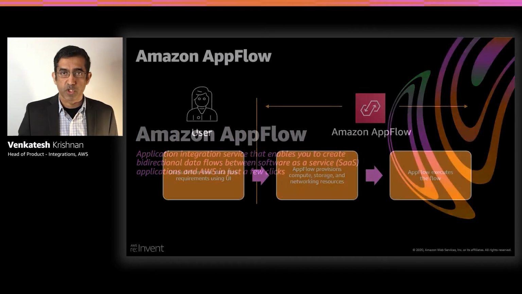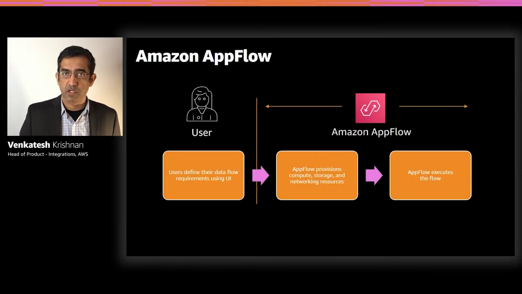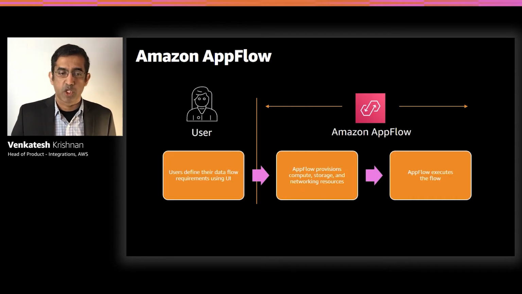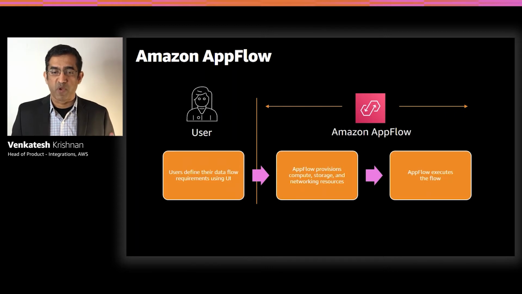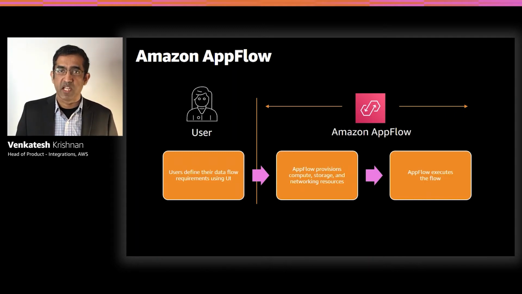You would go in as a user into the console and configure your data flow requirements. So you would pick a source, you would pick a destination, and essentially you specify when the data should move and where should it move. Once you specify your flow requirements via configuration, AppFlow, as a fully managed service, will take on the task of orchestrating and executing your data transfers. So it will provision the compute, storage, and networking resources that are needed to execute your flows. And when the triggers happen, it will move the data on your behalf and send you notifications.